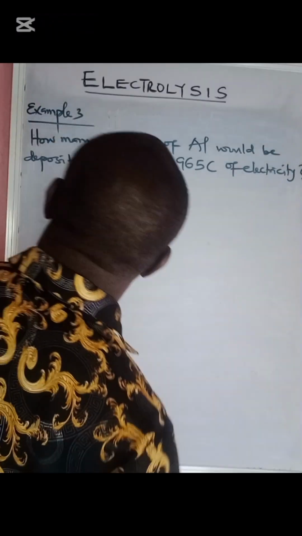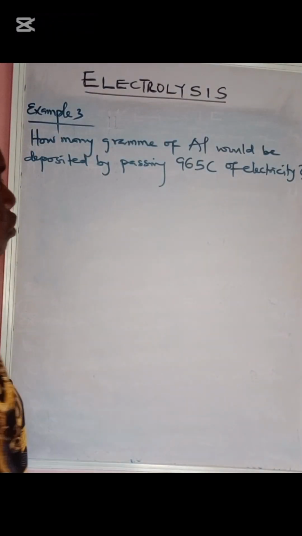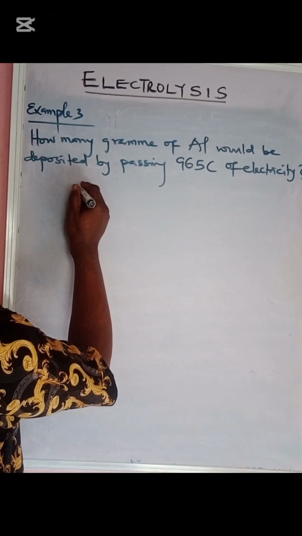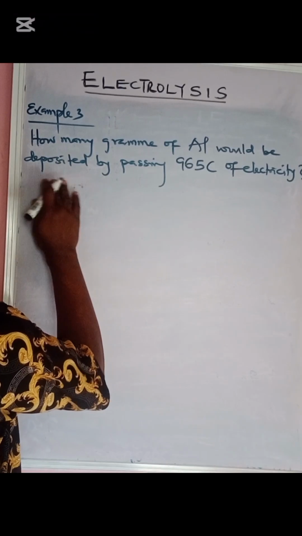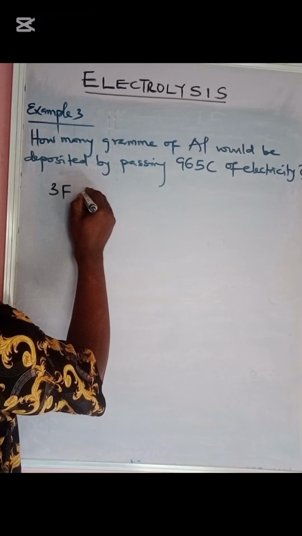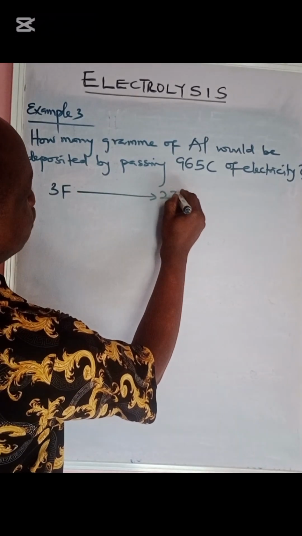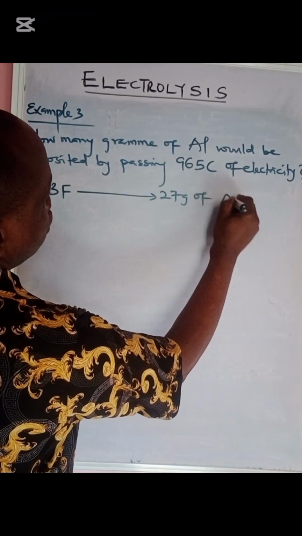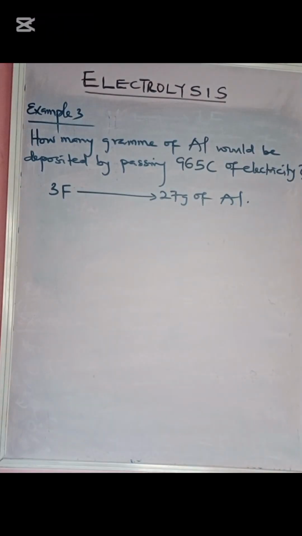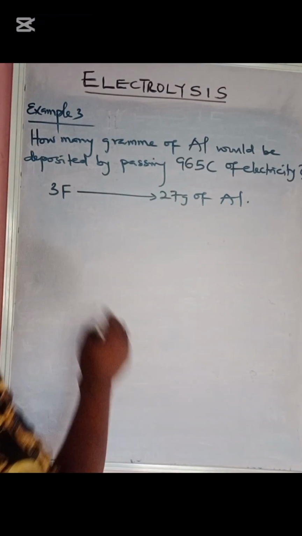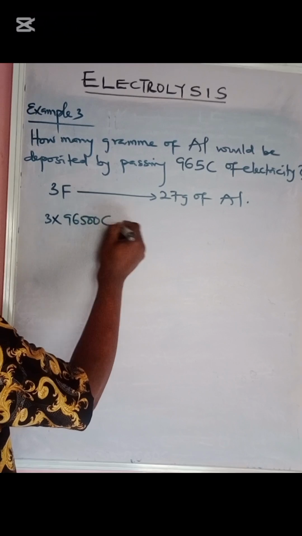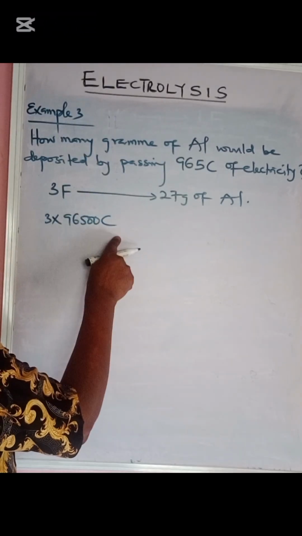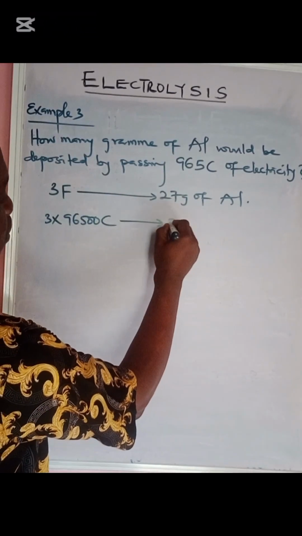So I will say 27 grams, or 3 Faraday, is equal to 27 grams of aluminium. But this one is given in coulomb, so this is written as 3 times 96500 coulomb of electricity is equal to 27 grams of aluminium. You can see I've converted this to coulomb because it is given in coulomb here.